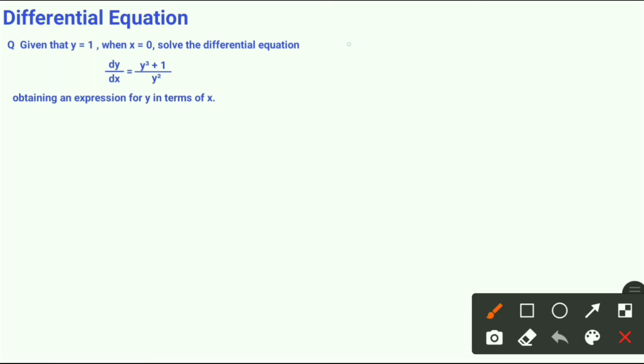Okay. Question number 1: given that y is equal to 1 when x is equal to 0, solve the differential equation dy upon dx is equal to (y cube plus 1) upon y square, obtaining an expression for y in terms of x. So let's begin. dy upon dx is equal to (y cube plus 1) upon y square. So on dy we're going to put only y variables, and on the dx we're just going to put 1 there.